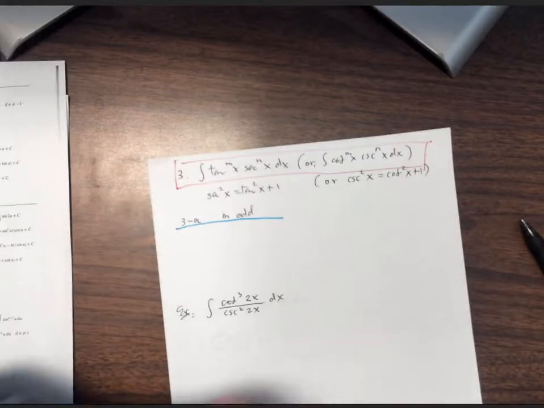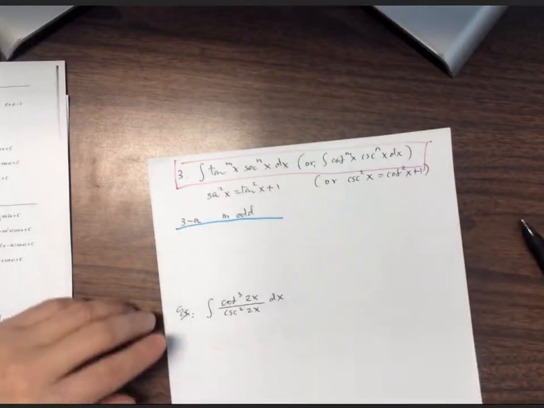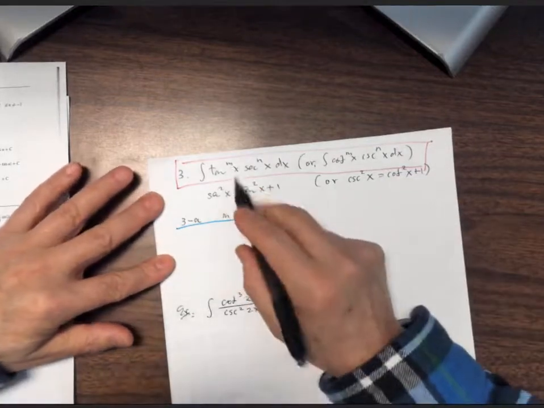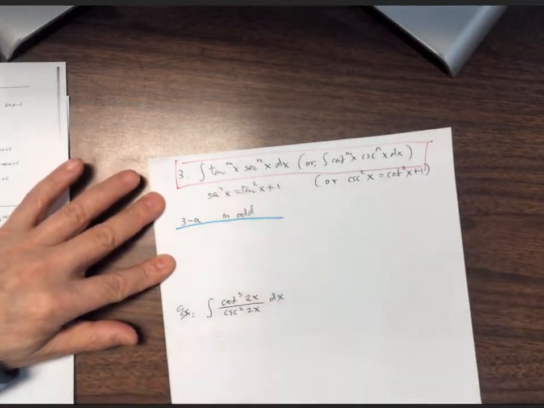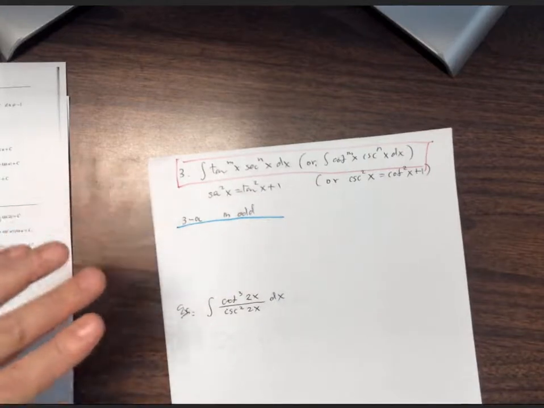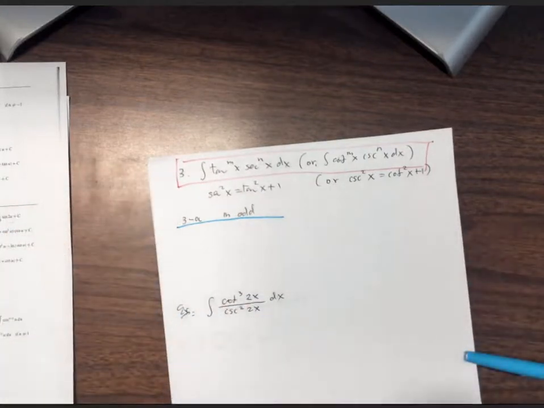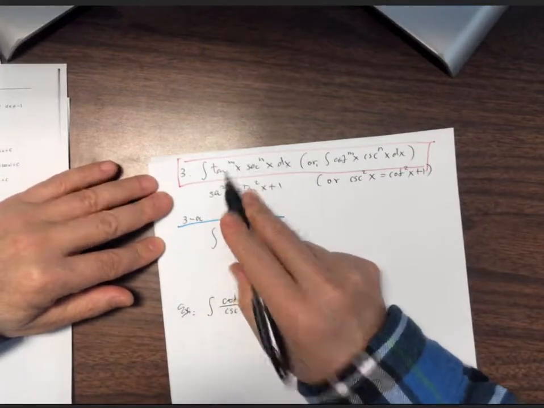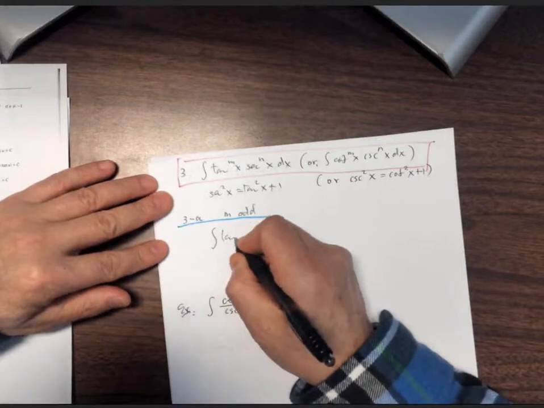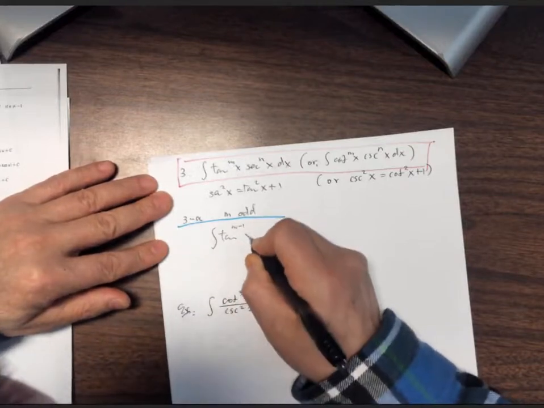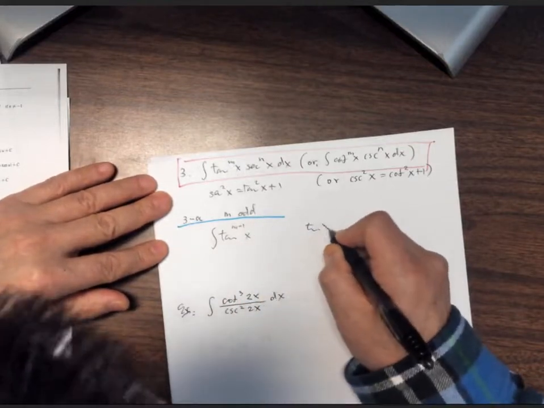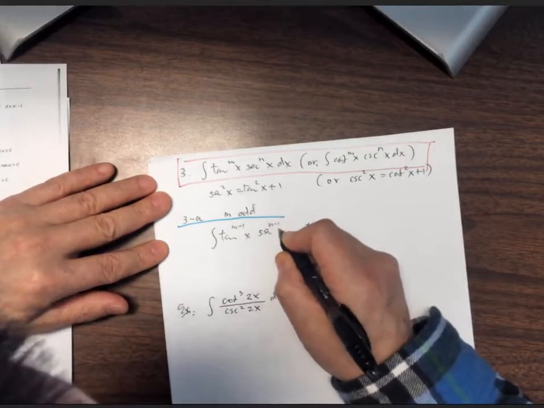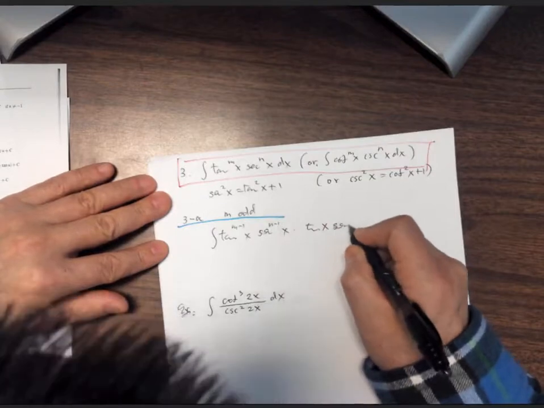In this case, what we do is get a copy of tangent to get some idea before we work on an example. M is odd. We're going to get a copy of tangent in the back, also a copy of secant in the back.